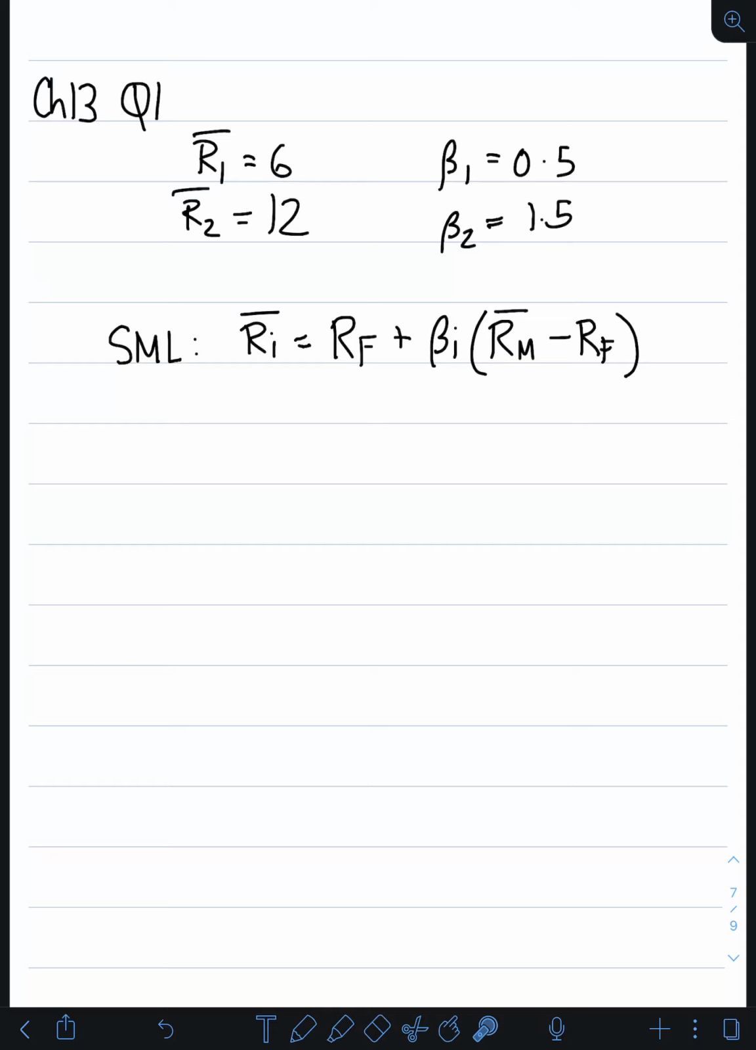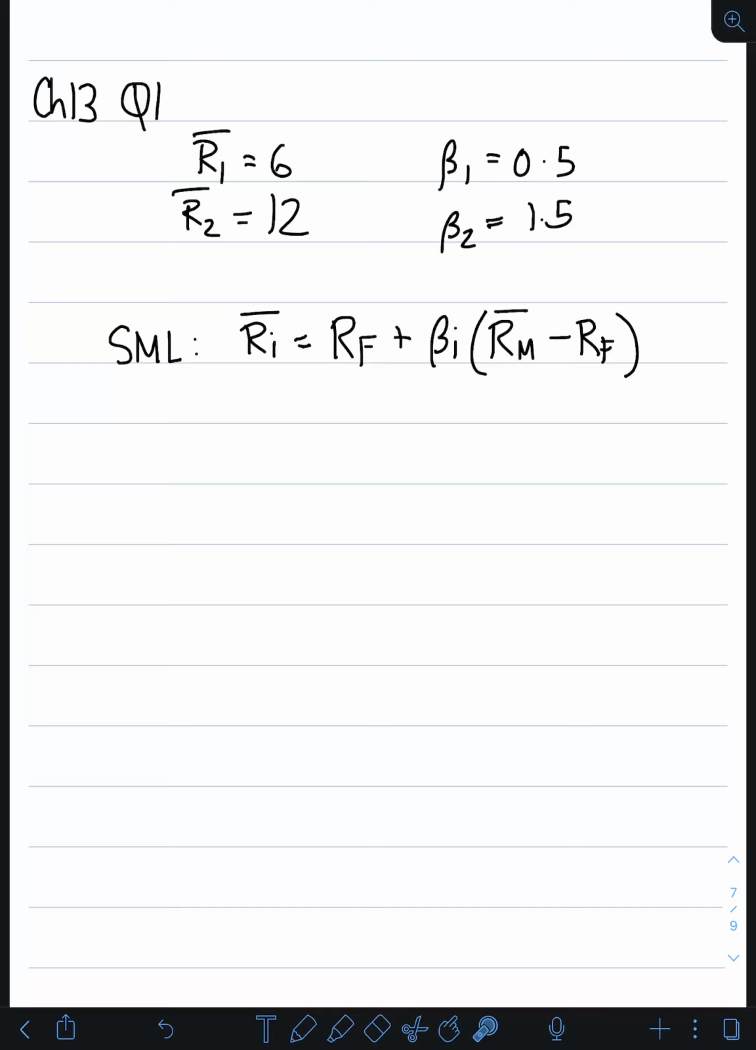It says, assume the following assets are correctly priced according to the security market line. The first question is derive the security market line. And the second is, what is the expected return on an asset with a beta of 2? So we're given this information. We're given the expected returns for each asset and their betas, and we're trying to find the security market line.